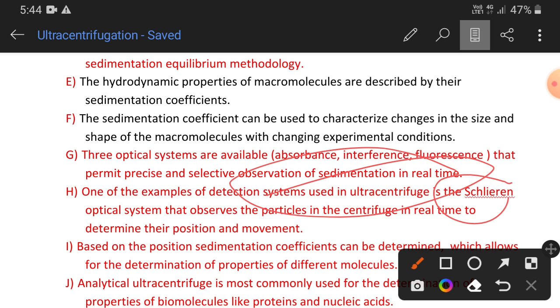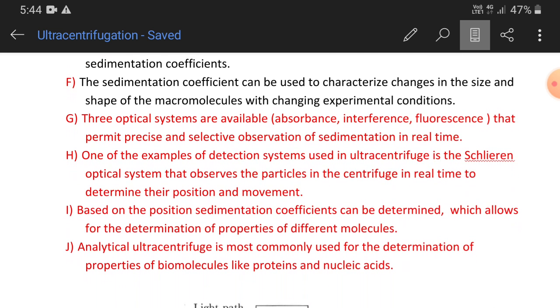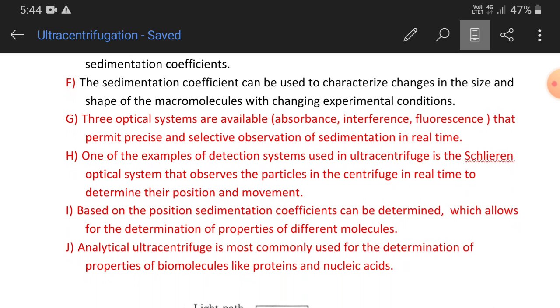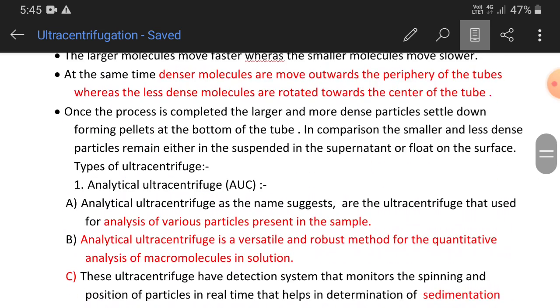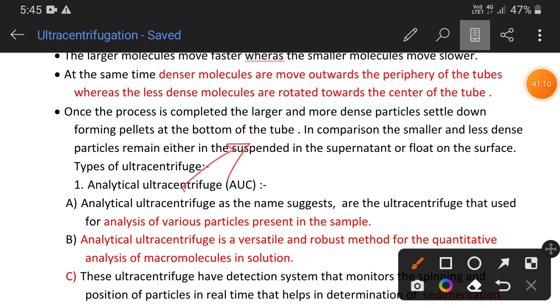The system will allow us to determine the particle's position and importantly movement in the centrifuge in real time. That position will help us to determine the sedimentation coefficient, and sedimentation coefficient in turn helps us to determine the physical properties. And analytical ultracentrifugation is commonly used for determination of properties of biomolecules. So AUC contains a detector. This detector helps us to detect the location and spinning live during centrifugation.